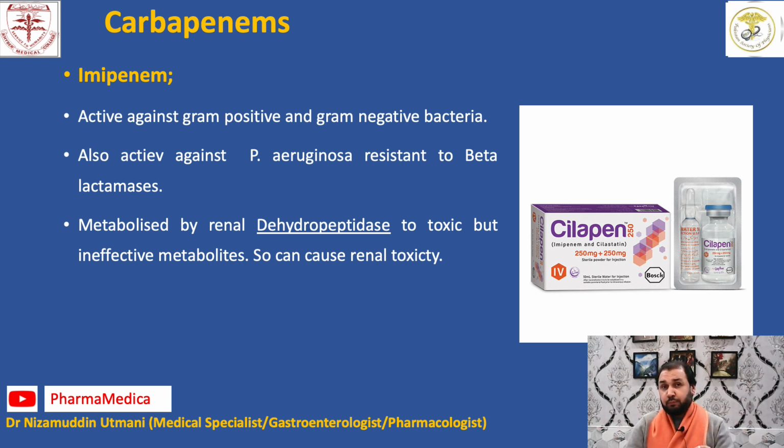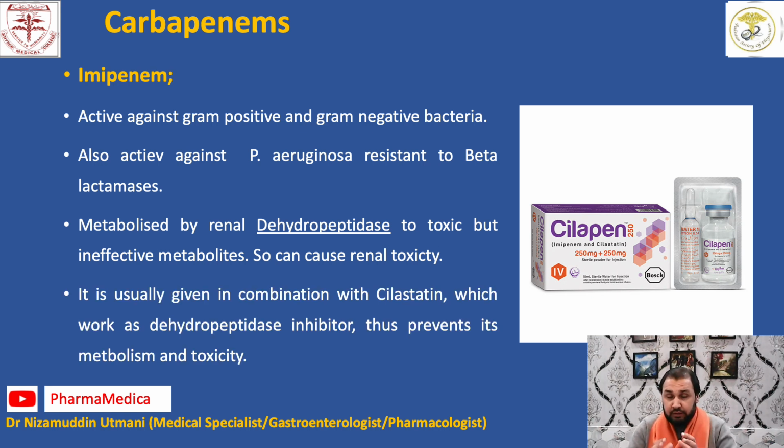This is a very important sentence in this presentation: Imipenem is metabolized by the renal dehydropeptidase enzyme into toxic metabolites. So there are two disadvantages of this process. Number one, it destroys the drug. It metabolizes the drug, so it destroys the drug. And the second is that it makes toxic metabolites of Imipenem, which damage the kidney.